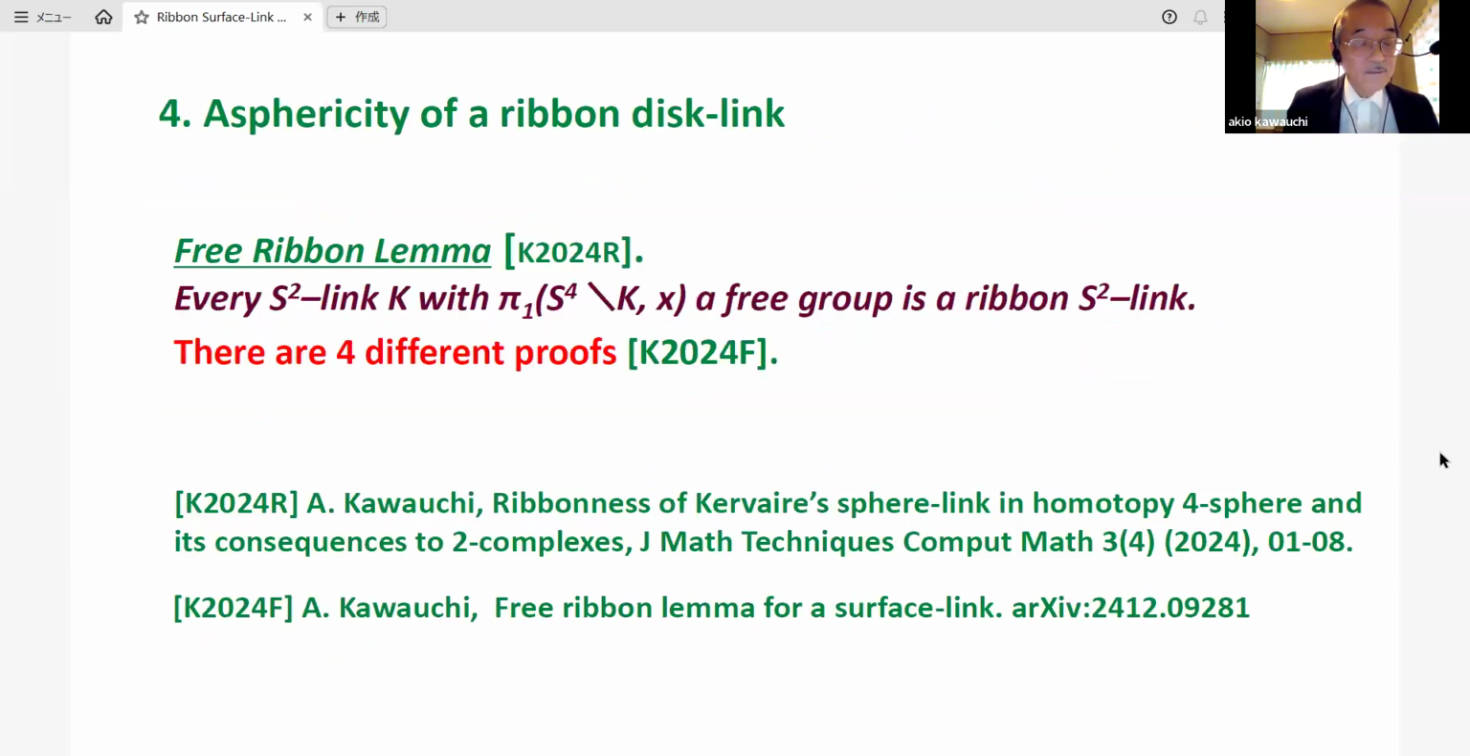Next, the following free ribbon lemma is useful for our application. Every S^2-link K with free fundamental group is a ribbon S^2-link. Now, there are four different proofs of this lemma.